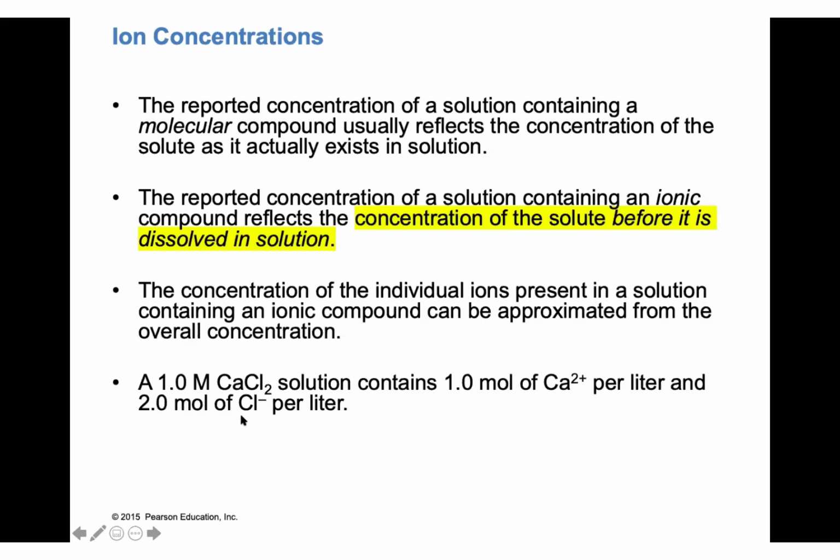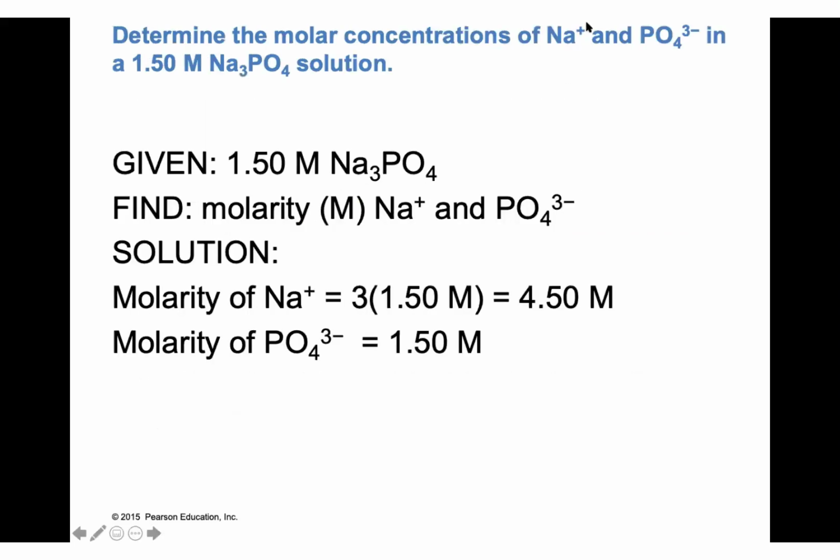Okay, so let's do an example. Determine the molarity, or molar concentration, of each ion in this compound. And they gave me the molarity. So what should I do? I should look at the subscript. So sodium is 3, right? So I multiply this 1.5 times 3. This is going to be the molarity of Na plus.